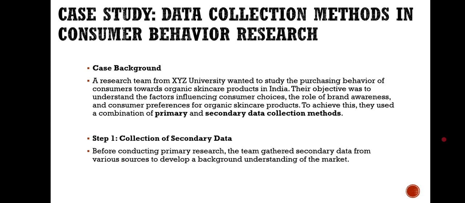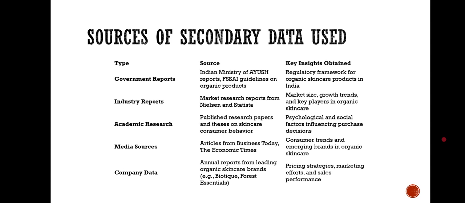Okay, in step 1, collection of secondary data. Before conducting primary research, the team gathered secondary data from various sources to develop a background understanding of the market. These are the sources of secondary data used. Government reports, for example the Indian Ministry of Ayush report and FSSAI guidelines on organic products, and the key insight obtained from the government reports is the regulatory framework for organic skincare products in India. Another type of secondary data is industry reports, where market research reports from Nielsen and Statista gave key insights on market size, growth trends, and key players in organic skincare.